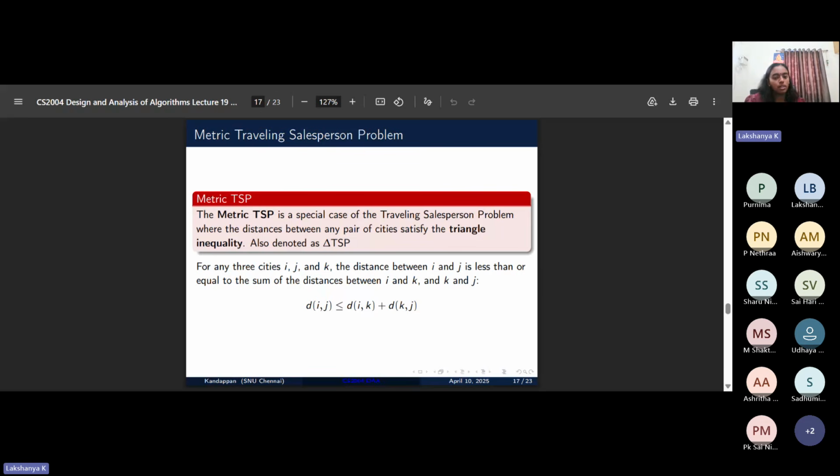No. Okay. So metric TSP is TSP, but your graph weights are defined in such a way that the triangle inequality holds. For any pair of cities i to j, the direct cost of going from i to j is less than or equal to the cost of going from i to k and k to j, where k is any intermediate. This property should be satisfied by every i, j, k triplet in your graph according to the weights. If that holds, then that is an instance of the metric TSP problem.